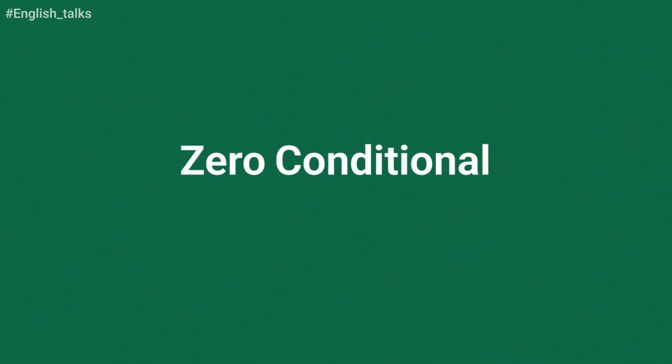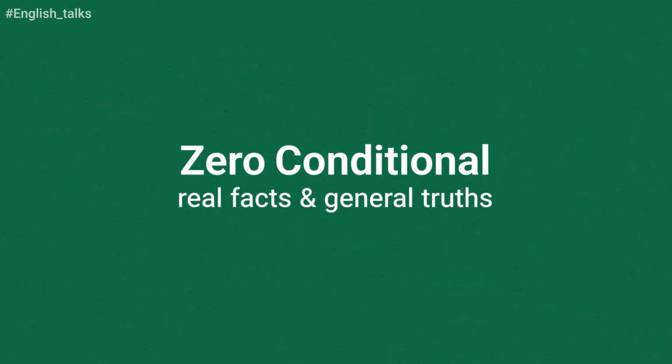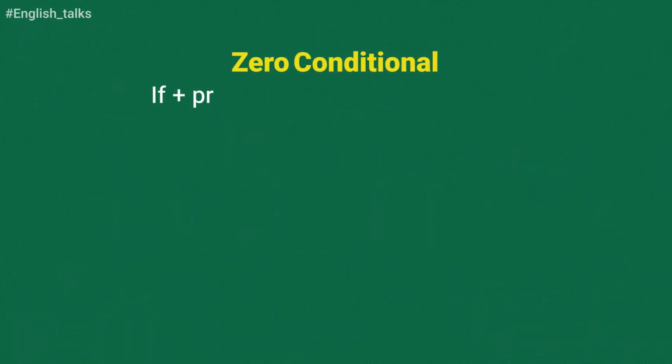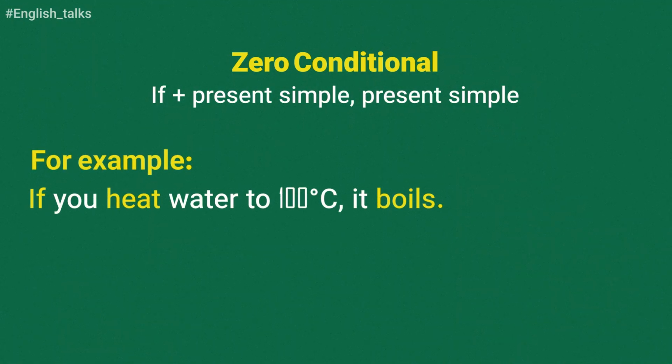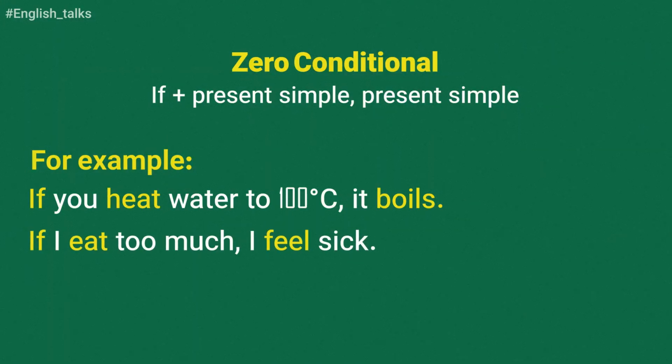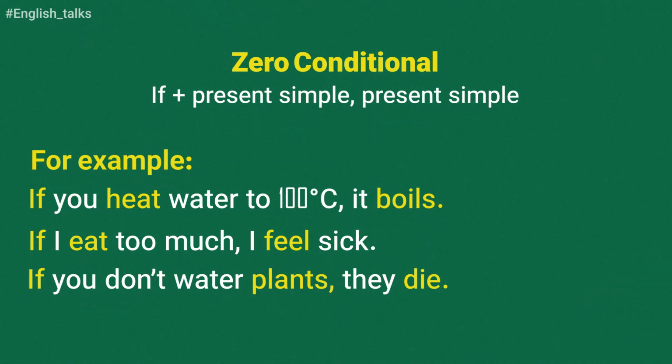Zero conditional. It is used for real facts and general truths. The structure is very simple. It is if plus present simple and present simple. It is used to talk about facts, scientific truths, or things that always happen. For instance, if you heat water to 100 degrees, it boils. Or if I eat too much, I feel sick. Or if you don't water plants, they die.